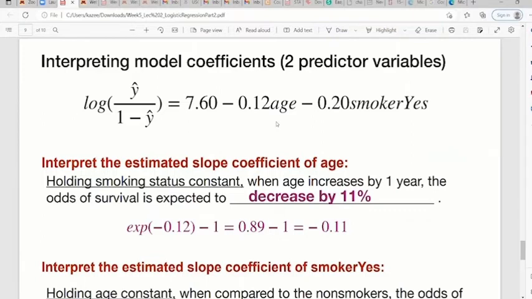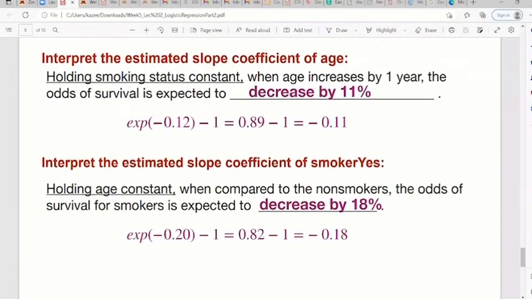But if I want to say that from the odds perspective, don't forget that formula: exponential raised to the power beta, whatever the coefficient is, minus 1. You're going to take the absolute value, don't forget. Now you got that, and that is a negative. The absolute value of that would be 0.18, multiplied by 100, that's going to be 18%. And what you're going to say now, holding age constant when compared to the non-smokers, don't forget, compared to non-smokers, let me tell you this.